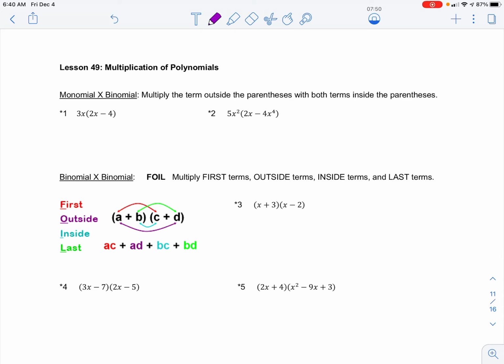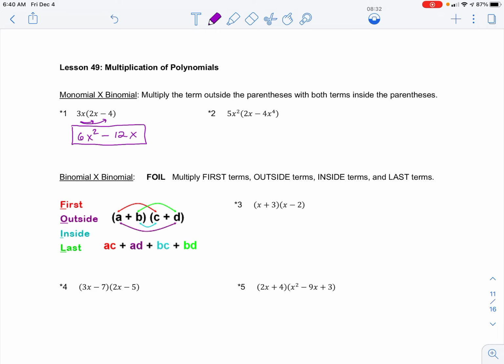So we have a monomial, right, because there's only one term. 3x is one term, multiplied by a binomial, because there are two terms here. All right, how do we do this? Well, we just did a couple of these examples a moment ago. So we're going to take the 3x, and the 3x has to be multiplied with every term within this set of parentheses. So we do 3x times 2x, and you're going to end up with 6x squared. Then we take the 3x and we multiply it with the 4, and you're going to end up with minus 12x. And that is the answer to number 1.